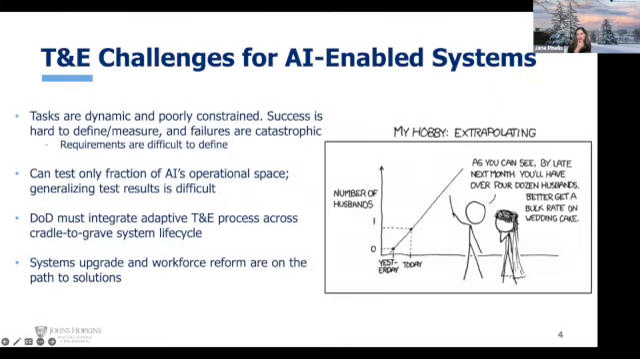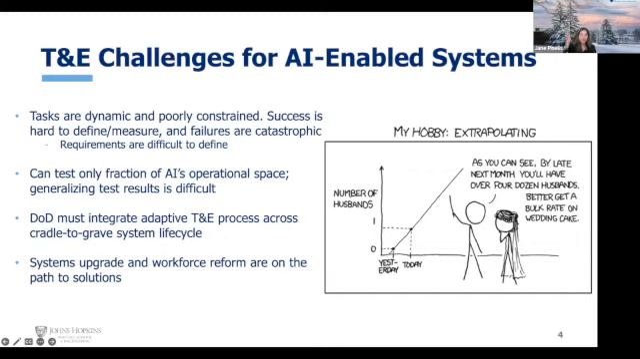And so when we run into AI-enabled systems, we inevitably run into some challenges with that process. For one, tasks are much more dynamic and poorly constrained, right? So in an AI-enabled system, we often don't have the best idea of what it's going to do or how it's going to behave or how it might change the workflow that we've introduced it into. And so our successes are much harder to measure. I'm not just talking about measuring like a circular error probable or, you know, a speed of advance or something like that. Now it becomes something much more complex.